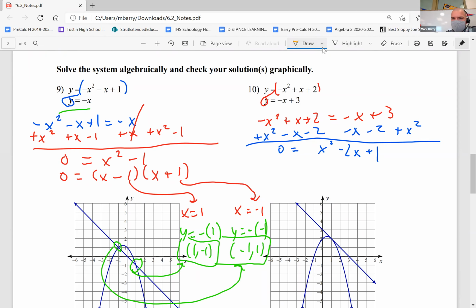All right, now we need to factor this. So this one, we're going to have to do our big X thing. So A times C up top is 1. B on bottom is -2. So what two numbers multiply to 1 and add to -2? It's actually -1 and -1. So I'll split up that middle term as -1x minus 1x, and rewrite the first and the last terms.